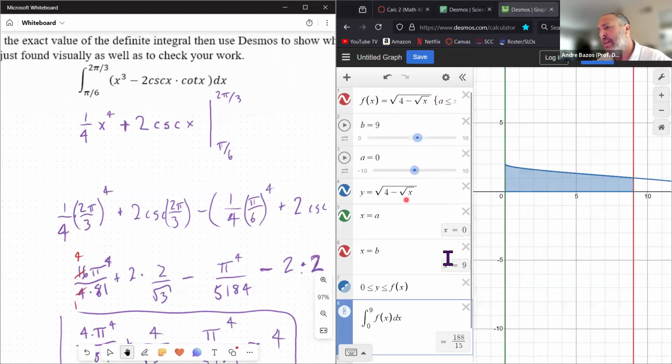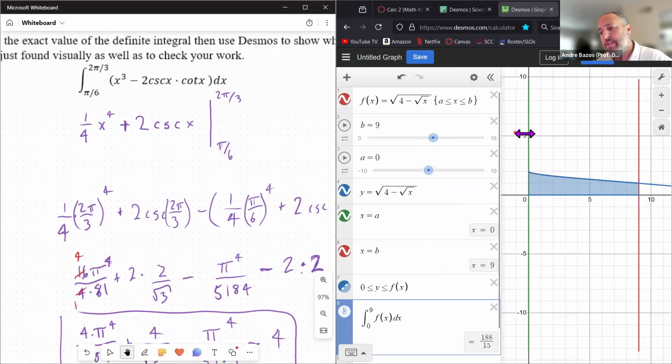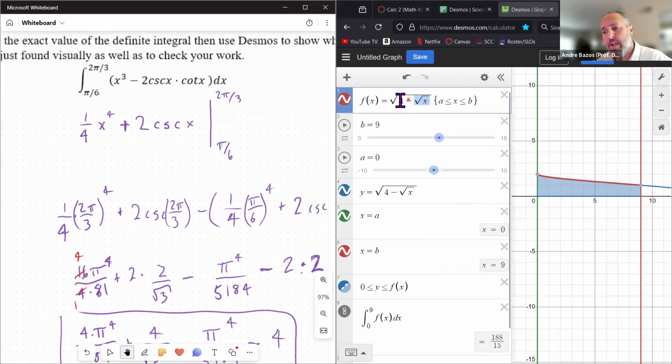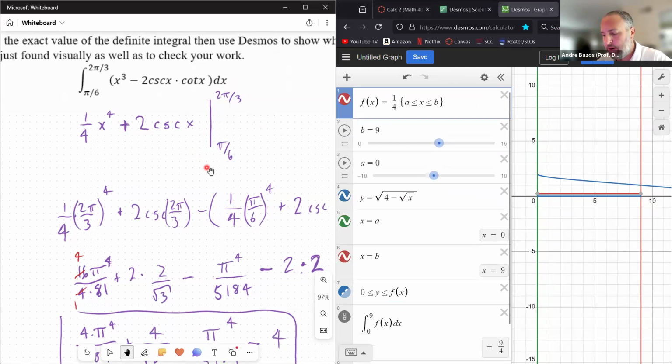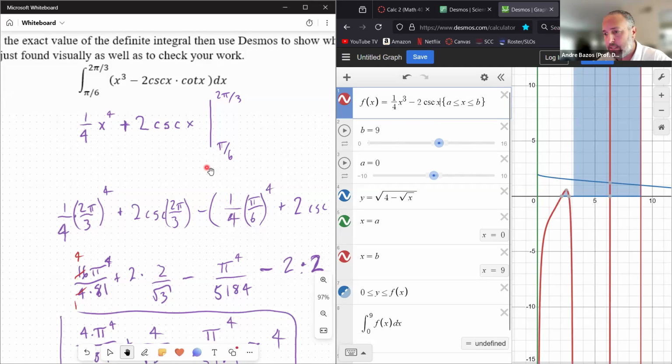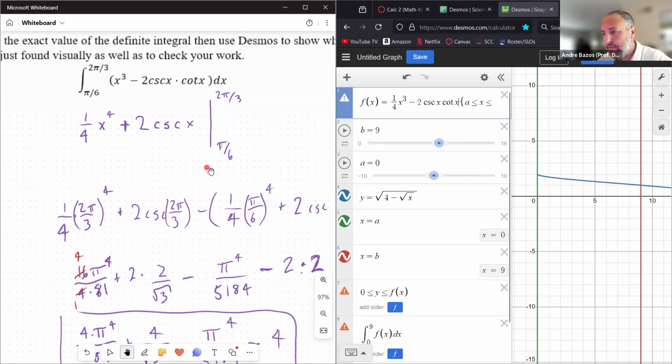So I want you to explain to me how to do it, and this is a way to do that if you want to. So you can just change this function to what we have here. So we got 1 divided by 4, x to the 3rd power, sorry, I'm putting the original function in, minus 2 cosecant of x times cotangent of x. So it's having problems.